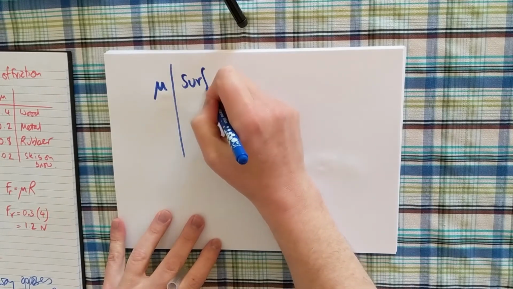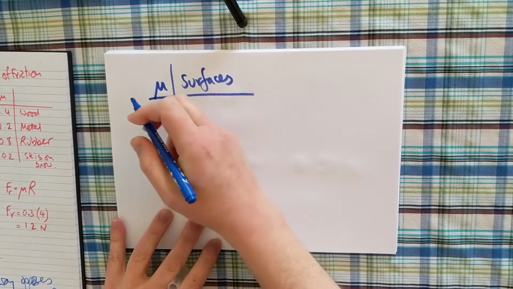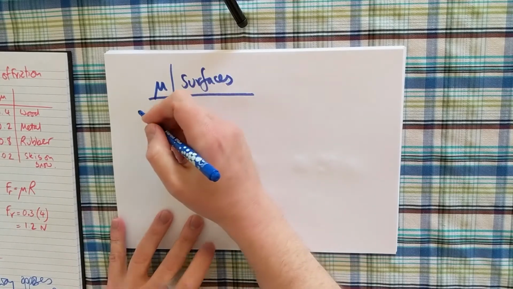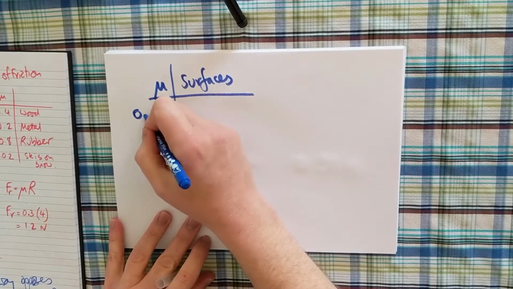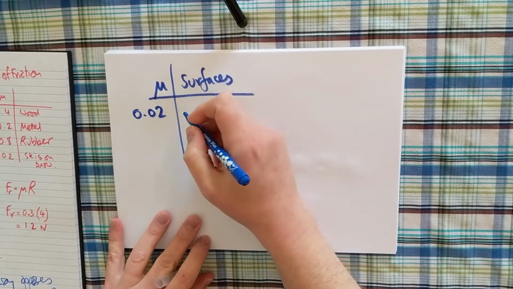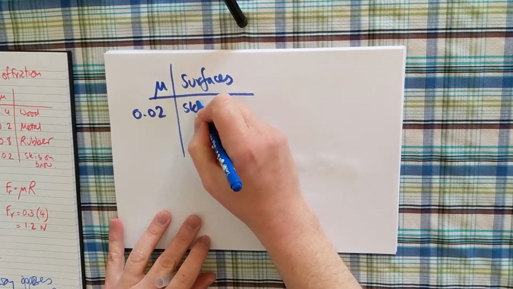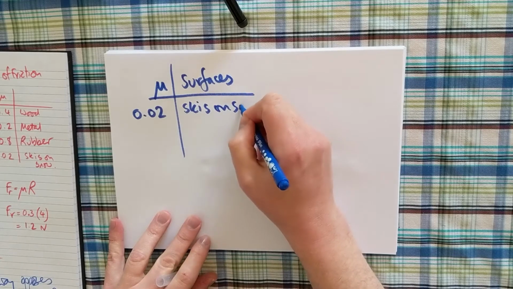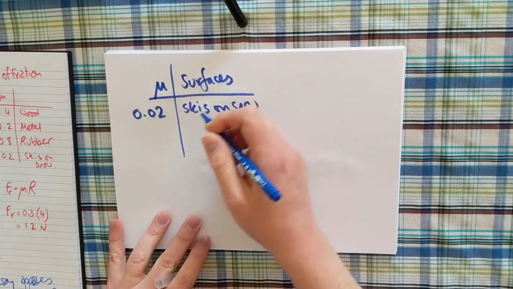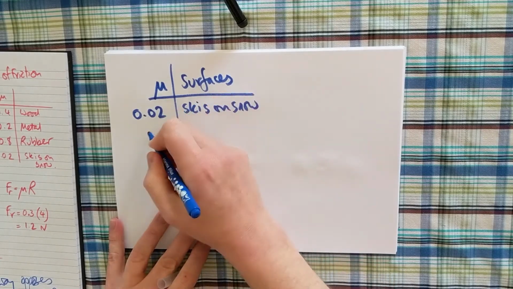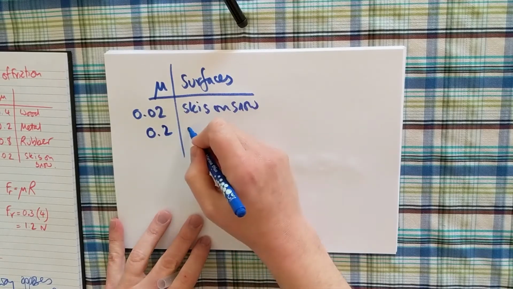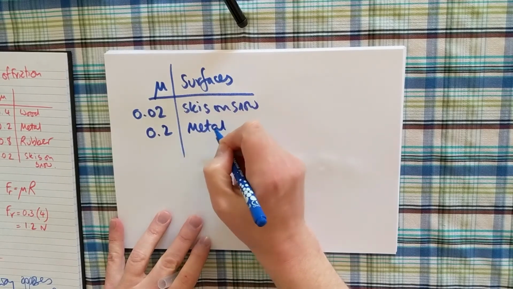Just as an example, you could have different values of mu and different surfaces. If you had something that was really slippery, then it could be really, really small, so 0.02. That apparently is the same as skis on snow, very slippery. Or something like a smooth metal could be something like 0.2.